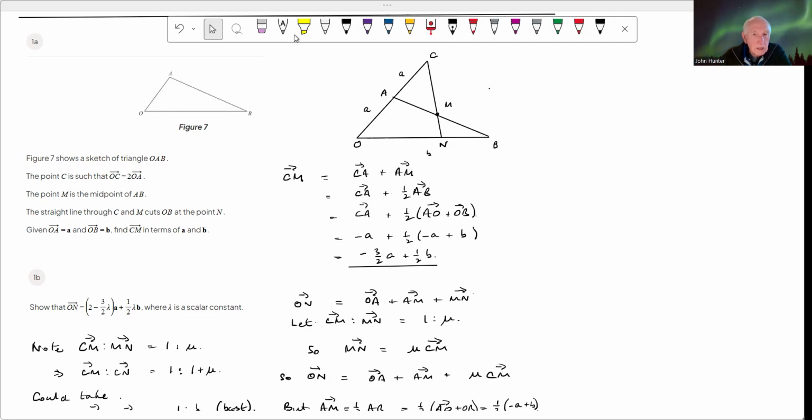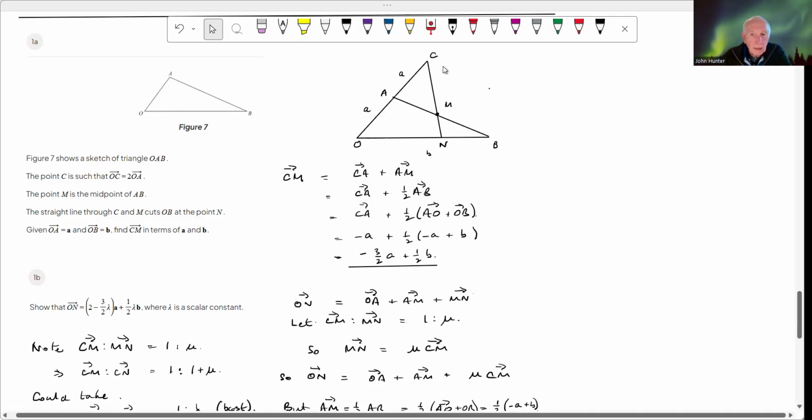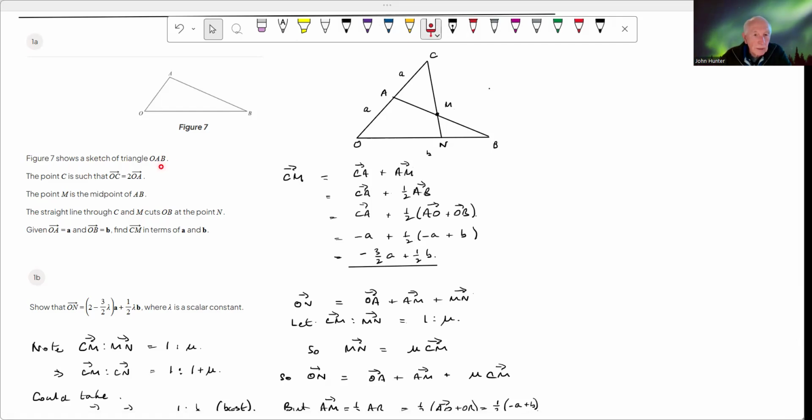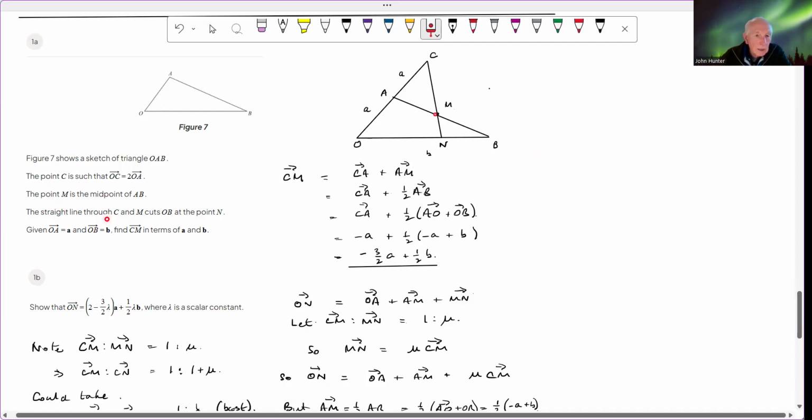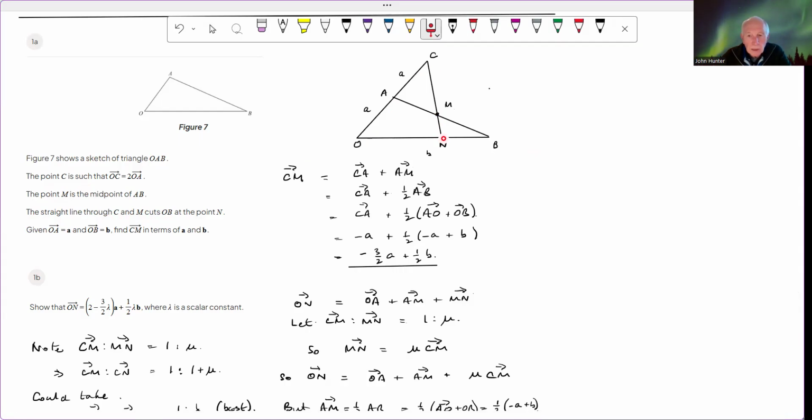Figure 7 shows a sketch of a triangle OAB. C is such that OC equals 2OA, so we've drawn that over here. This extends OA up to C here, and these two parts, OA and AC, are both a. M is the midpoint of AB, M there. And the straight line through C and M cuts OB at the point N. We only need that for the second part.